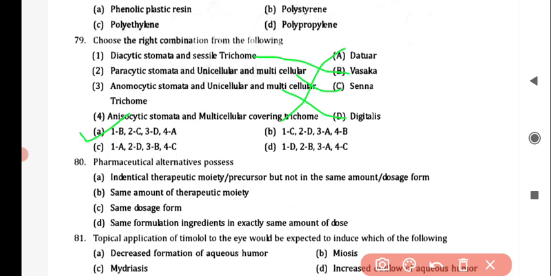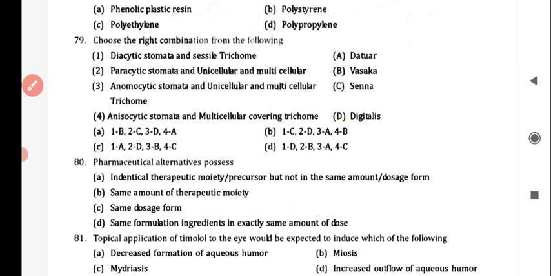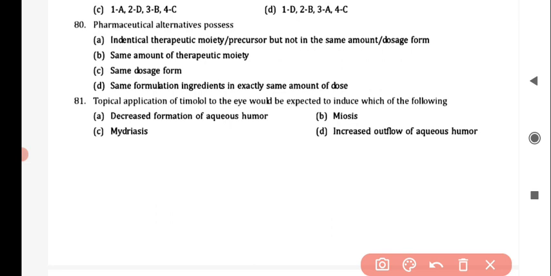Next question is, pharmaceutical alternatives possess, and the correct answer is option A, identical therapeutic moiety or precursor but not in the same amount or dosage form. Next question is, topical application of timolol to the eye would be expected to induce which of the following? And the correct answer is option A, decreased formation of aqueous humor.